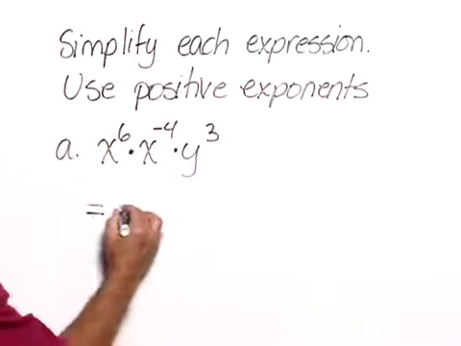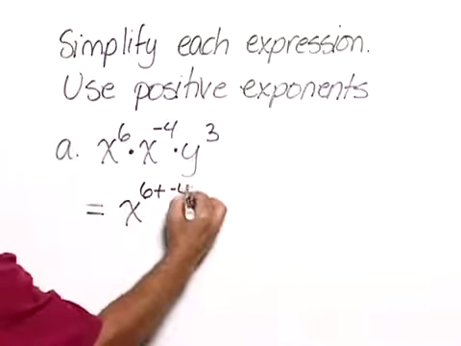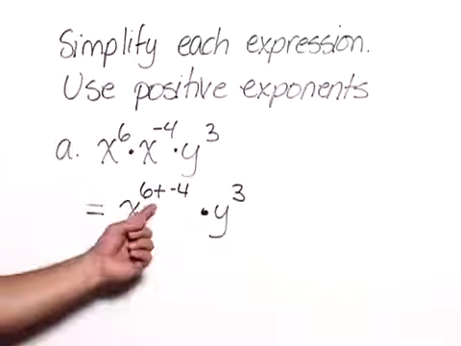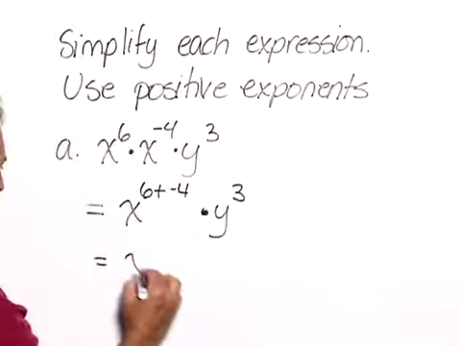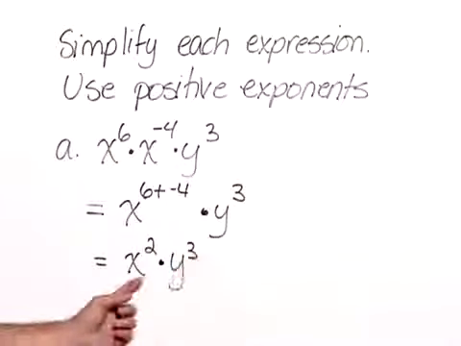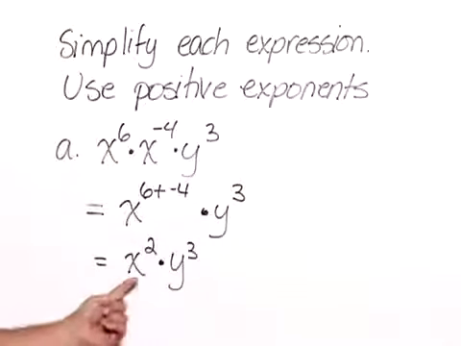So this is equal to x to the 6 plus a negative 4 times y cubed. We add 6 plus negative 4, and that's equal to 2. So this is equal to x squared times y cubed. Since x and y are different, the bases of the exponential expressions are different, and this is as simplified as it can be.